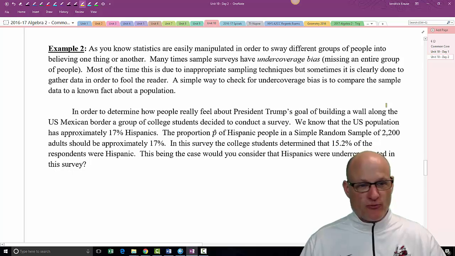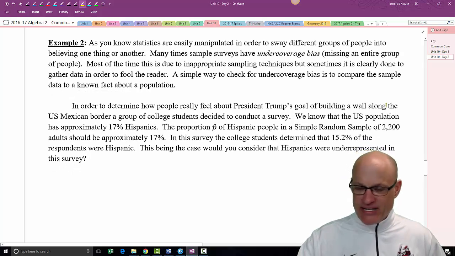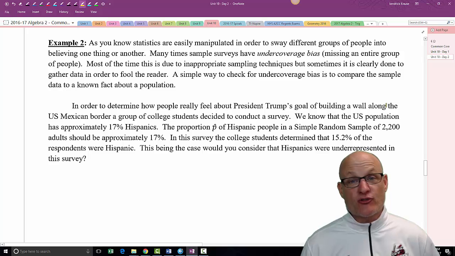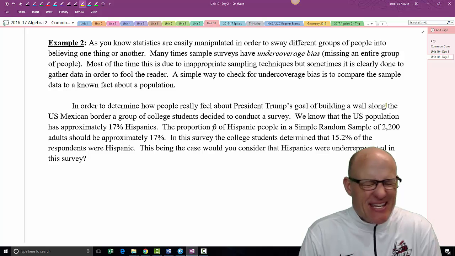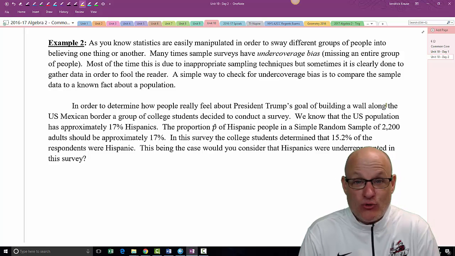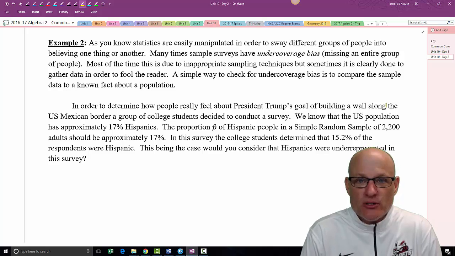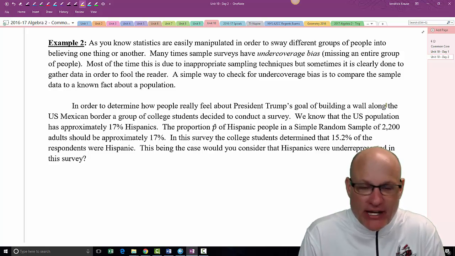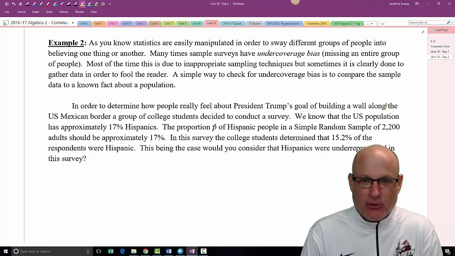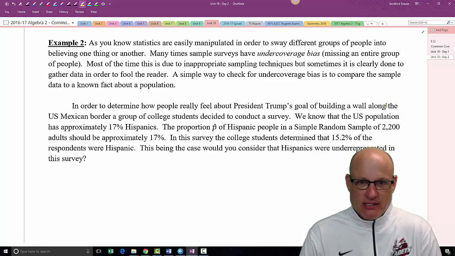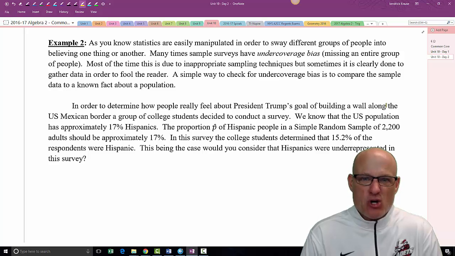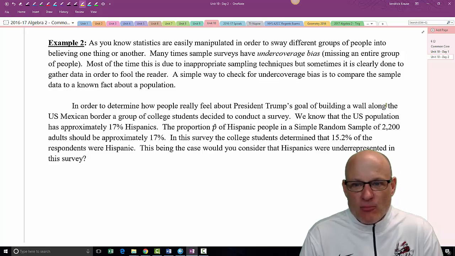So let's talk about example 2 for today. As you know, statistics are easily manipulated in order to sway different groups of people into believing one thing or another. Easily. And the more you study statistics, the more you can fool 99% of the population into anything you want them to believe, because not enough people understand statistics. They just go by feelings. They go by, ooh, big numbers must be right. Or a person said it really smartly, so it must be right. And I know smartly is not a word. Intelligently, so it must be right.